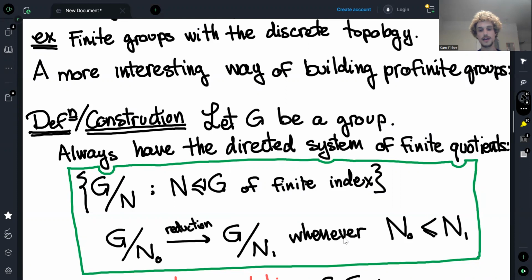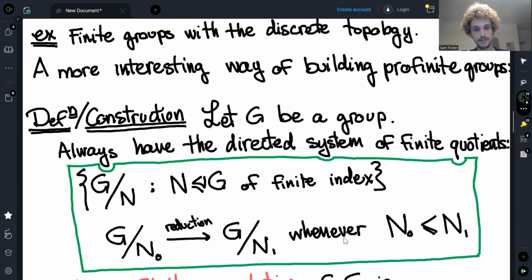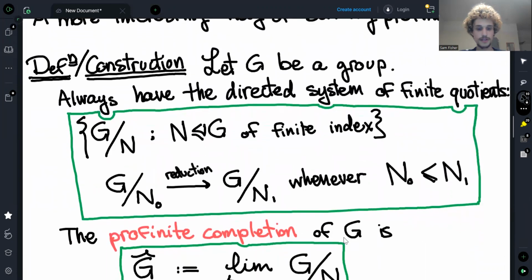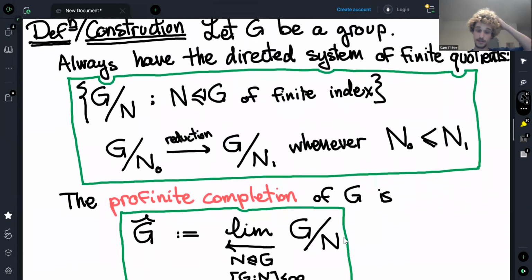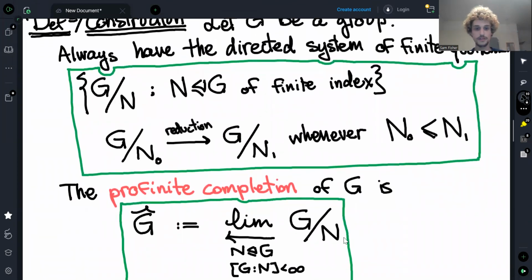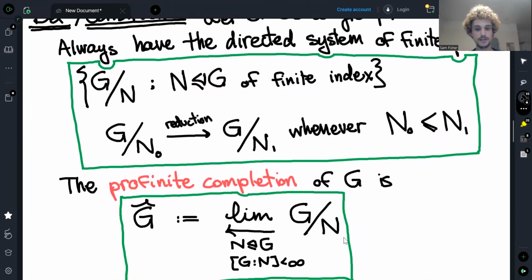So whenever n0 is a subgroup of n1, there is a reduction. I can just quotient further. So I quotient this group G mod n0 by n1, or the image of n1, I should say, and I get G mod n1. So this defines a direct system, and you can just define the profinite completion of G to be the inverse limit of this directed system.